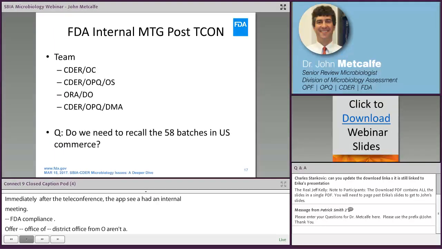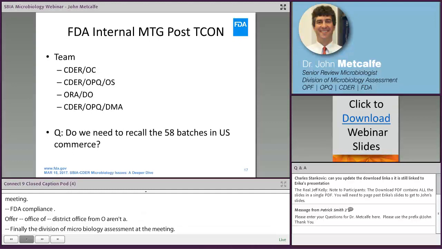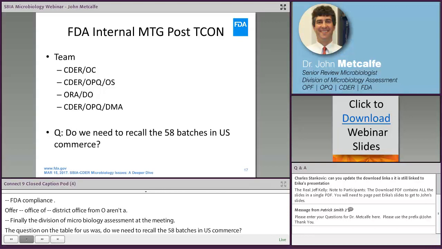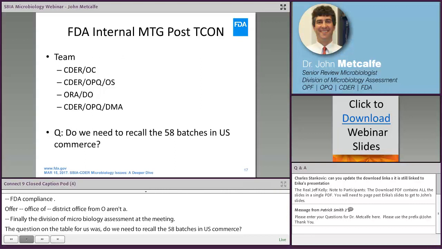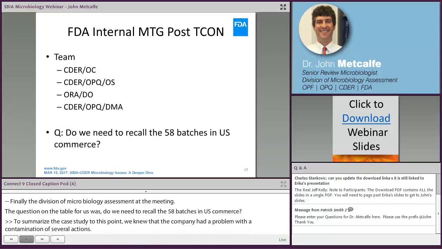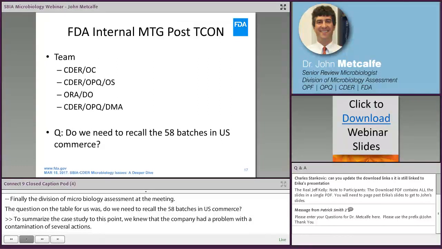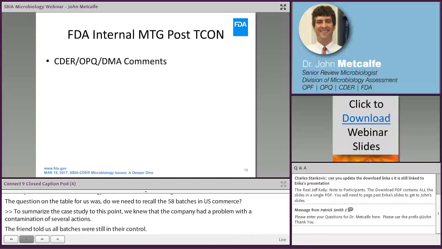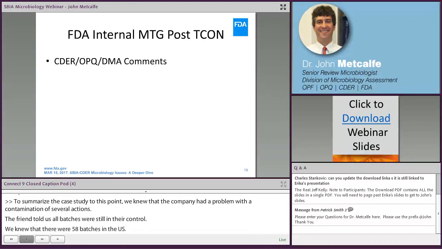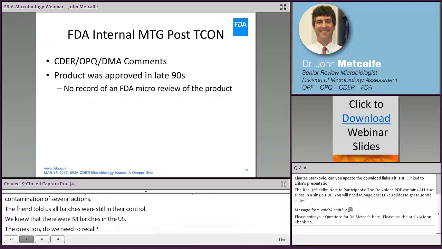The question on the table for us was, do we need to recall the 58 batches that are here in U.S. commerce? So to summarize the case study to this point, we knew that the company had a problem with a contamination of several batches. The firm told us that all of those batches were still in their control, but we also knew that there were 58 batches which were here in the U.S. And the question for us was, do we need to recall? Here are my comments from that meeting.